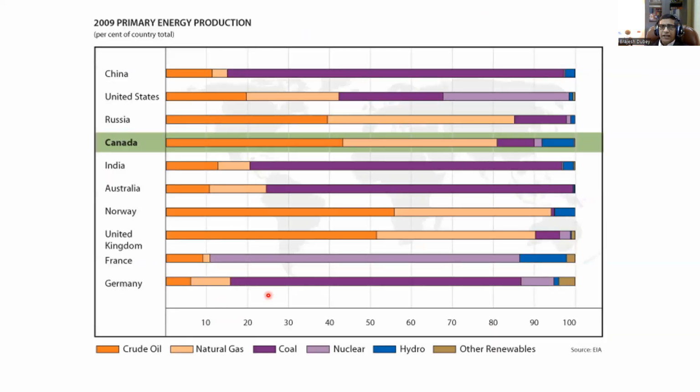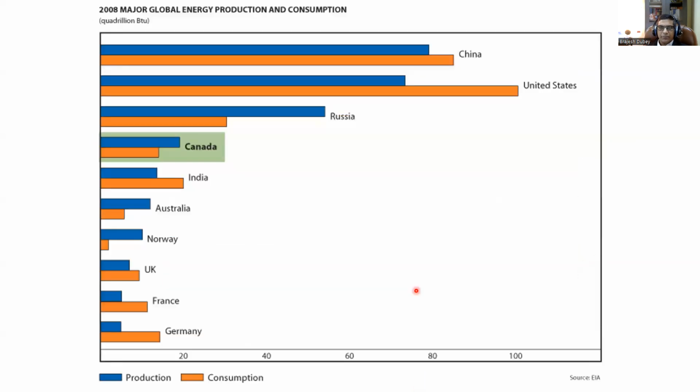In terms of primary energy production, China, if you look at the different colors, the yellow one is your crude oil, then natural gas and coal, nuclear, hydro, other renewables. And we see that in terms of renewables, other than some European countries, it's mostly very low out there. So we have to improve upon renewables. Nuclear, after the Fukushima disaster, people are still worried about nuclear because we don't know how to manage the nuclear waste that much.